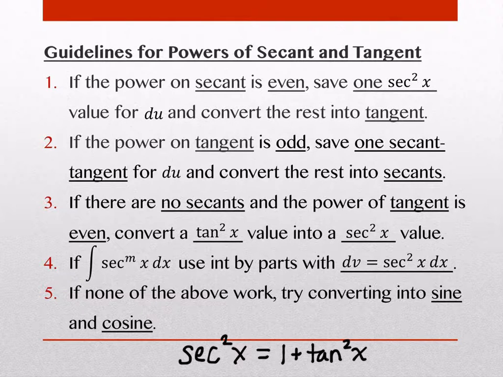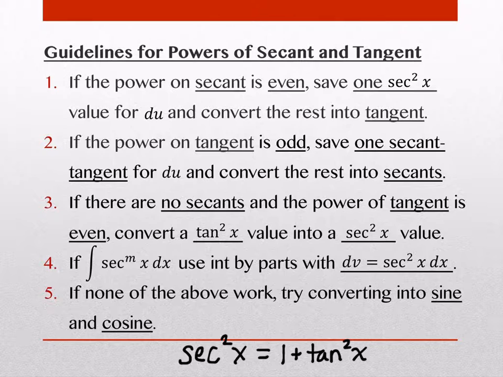Okay, so you'll notice that step 1 feels a lot like the last problem. It tells you what to do in step 2 as well if there's an even or an odd exponent on one of these features. So it says if secant's power is even, we save a secant squared, and we convert the rest into tangent. And if tangent is odd, we save a secant tangent and convert the rest to secants.